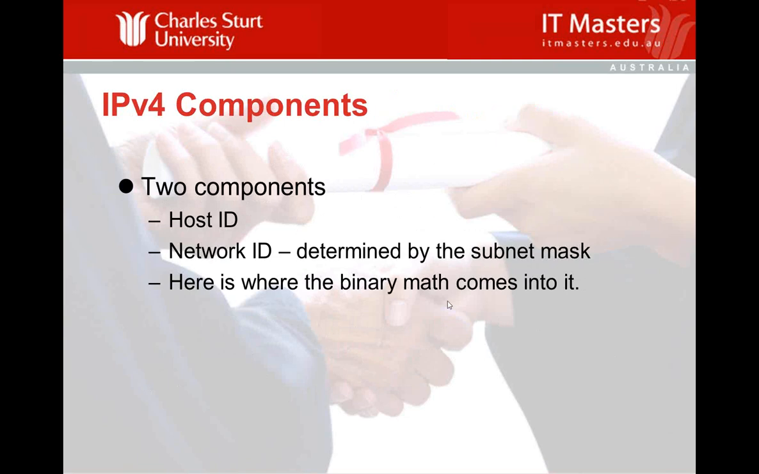Okay, IPv4 components. We've already covered this mostly. There's a host ID and the network ID, and the differentiation point between these two is the use of the subnet mask. I think it's probably better if we just jump into the examples and you'll get a better idea of how it works. If you understand what that is anyway, it's best to jump into the examples. If you don't, the examples will help you.